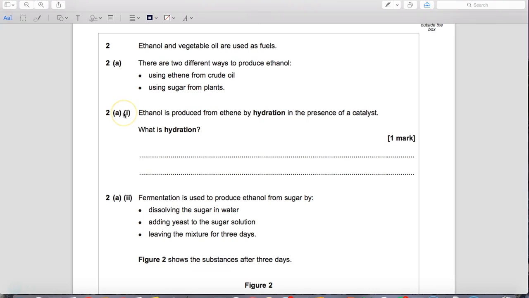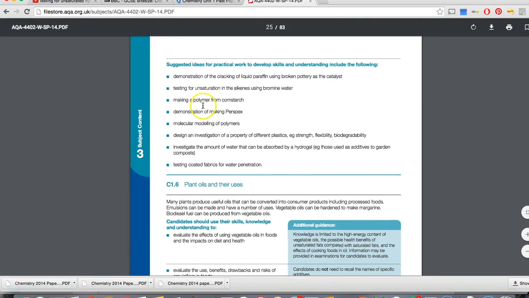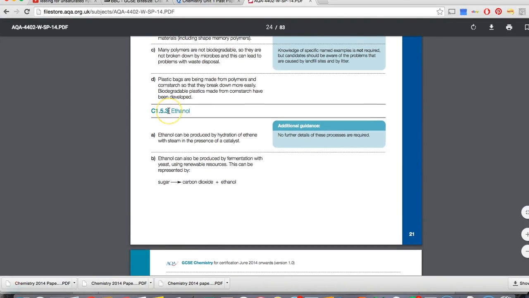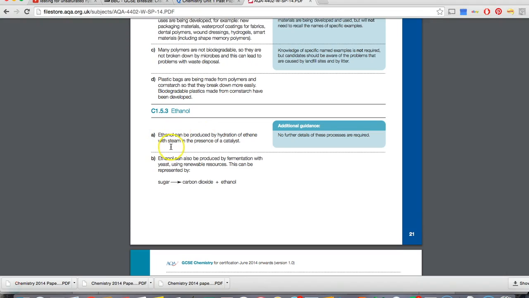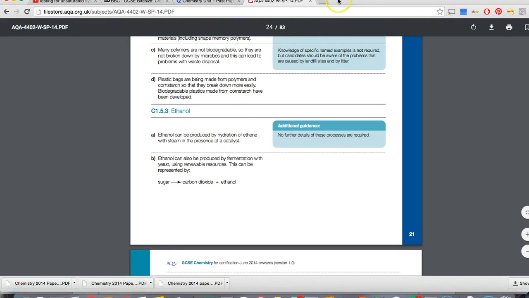The question we've got to answer first. Ethanol is produced from ethene by hydration in the presence of a catalyst. What is hydration? Now, actually, if we go to our syllabus, we can see right here, there's a whole section on ethanol. It says, ethanol can be produced by hydration of ethene with steam in the presence of a catalyst. So it's actually straight in our syllabus, the answer that we have to write down.